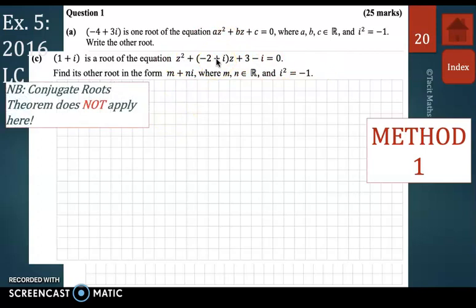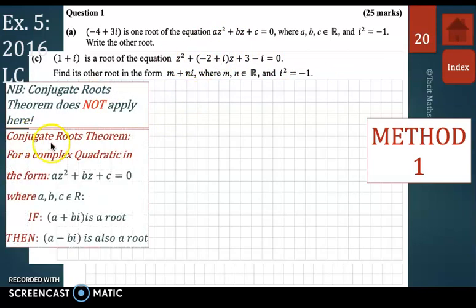Well, if you look at the strict definition of the conjugate roots theorem, it says for a complex quadratic in the form az squared plus bz plus c, and this is the important part, where a, b, and c are real numbers. Now in part A, it clearly says that a, b, and c are real numbers, so the conjugate roots theorem applies here. Whereas down here, you can see that a is 1, but b and c are clearly not real numbers. b and c are complex numbers, so straight away the conjugate roots theorem doesn't apply here. So we need to come up with some other approach.